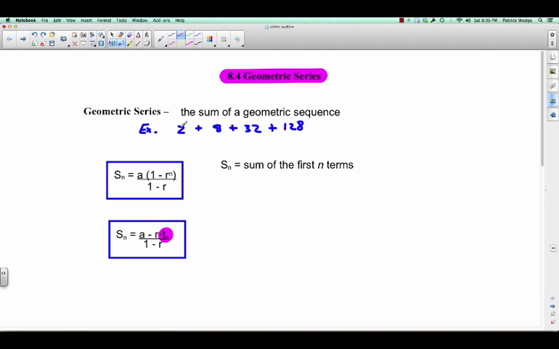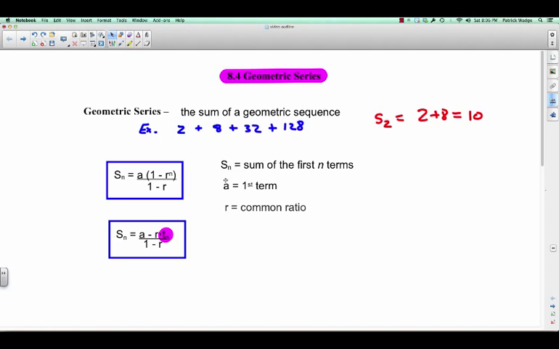So for example, in this geometric sequence right there, if I asked you what S2 is, it doesn't mean what's the second term, 8. It means what's the sum of the first two terms. So it'd be 2 plus 8. S sub 2 is 10. What is a? That's the first term. Well, I don't need to write that down. The first term is 2.